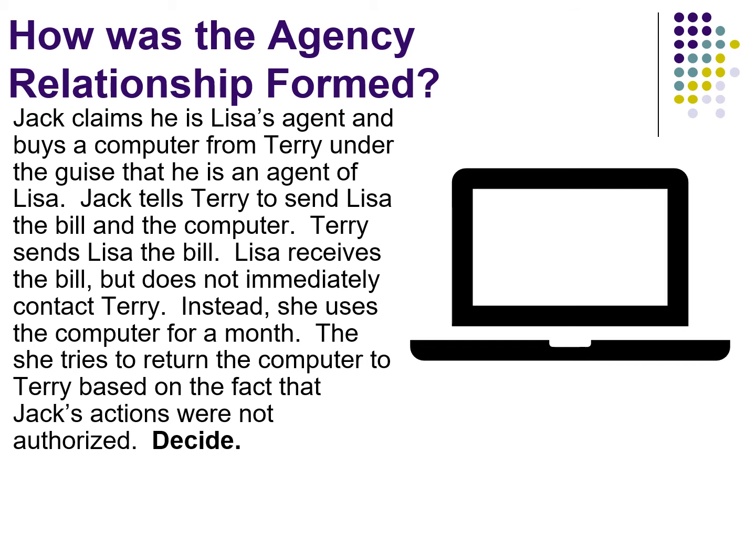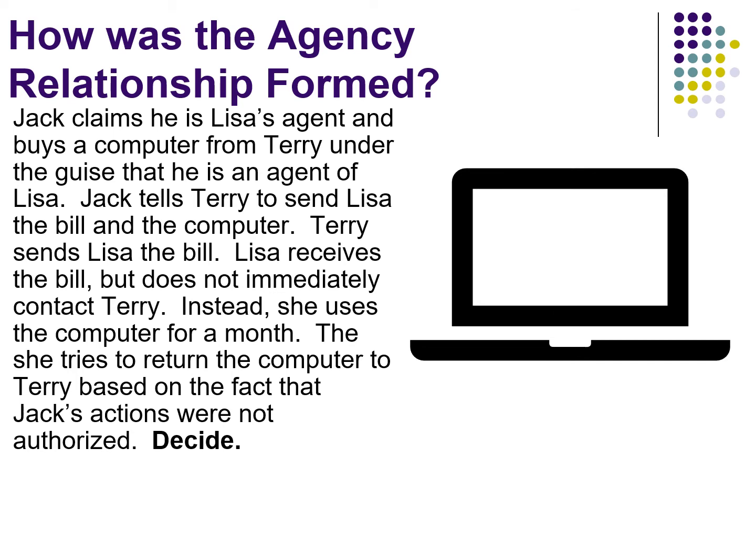Then she tries to return the computer to Terry based on the fact that Jack was not authorized to buy the computer. So Jack claims that he's Lisa's agent. By that word claims, we know that's our signal. This must be unauthorized conduct. He claims he's her agent. He tells Terry, Lisa wants this computer, send her the bill. Terry is the third party. He thinks he's got a contract with Lisa. He sends her the computer and the bill.